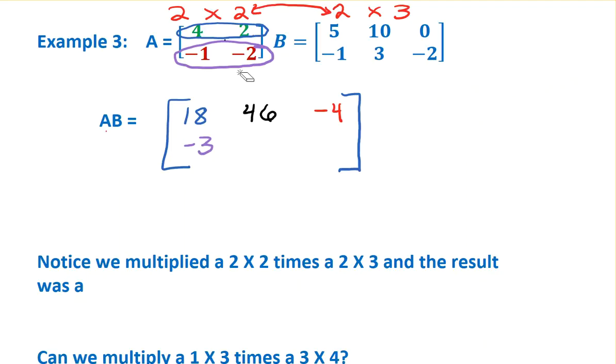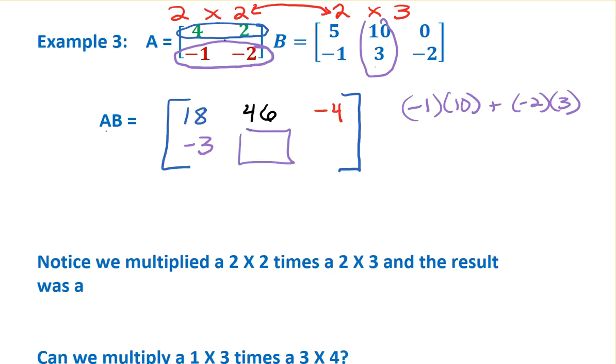And now we're ready to take our second row times our second column. So we're matching the negative 1 with the 10 and the negative 2 with the 3. So we've got a negative 10 and a negative 6. So we've got our second row, second column. So notice where I'm putting it. I'm putting the answer in the second row, second column. So I had a negative 16.